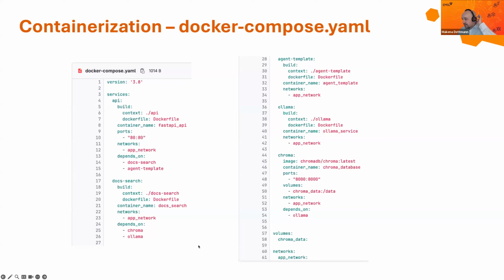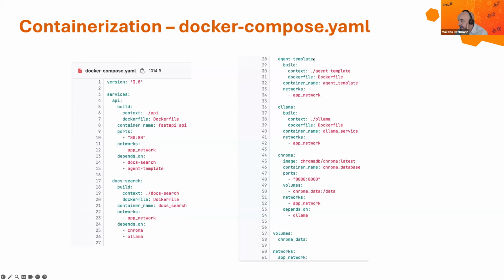So here's a Docker compose file. This is for a real project, and it's using a lot of the things that we discussed. So the basic structure is you list your services. So I've got an API service. That's the Docker file I showed in the previous slide. I've got a doc search, which has a different Docker file in a doc search directory.